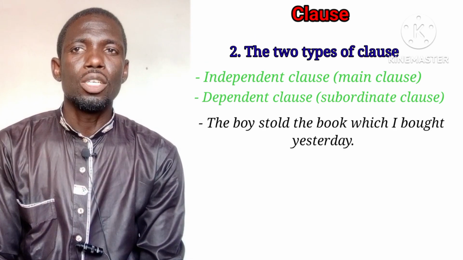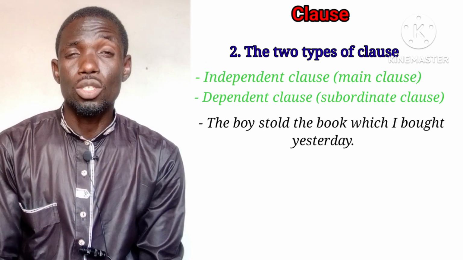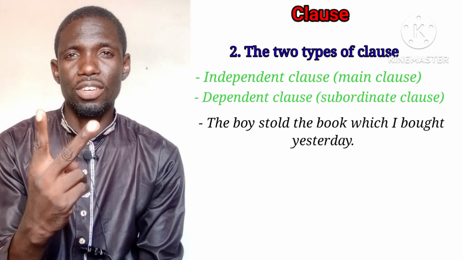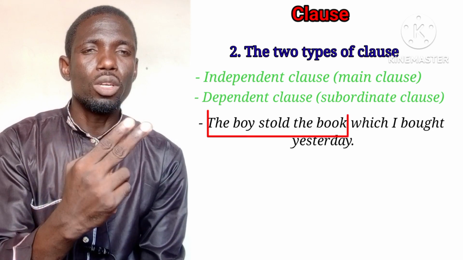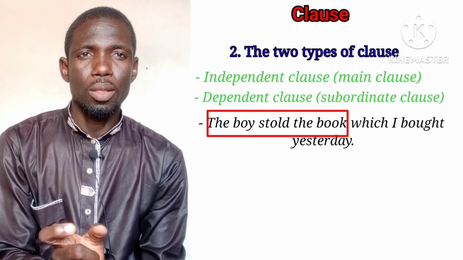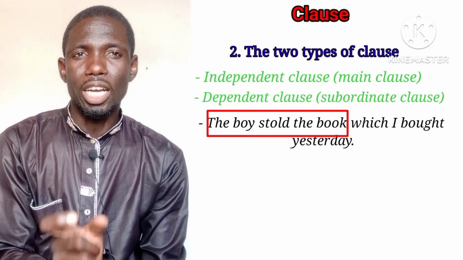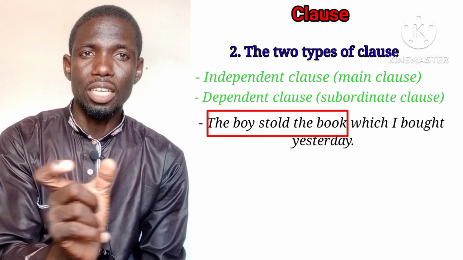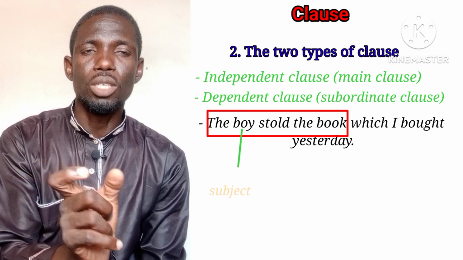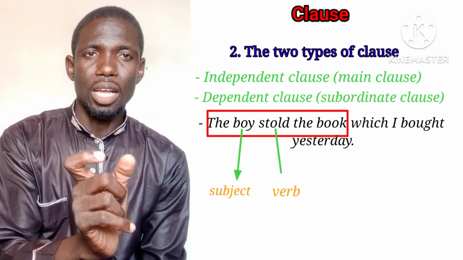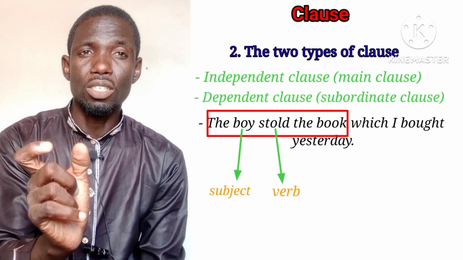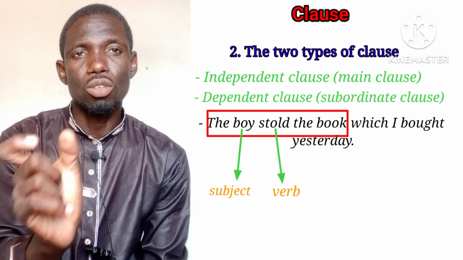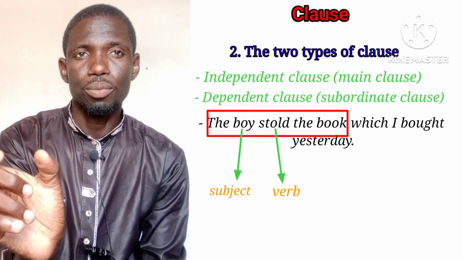The boy stole the book which I bought is a sentence that has two clauses, the independent clause and the dependent clause. So the boy stole the book is the independent clause. Why do we call it a clause? Because it contains the subject and verb combined in the expression. The boy is the subject, stole is the verb. As I said earlier, the subject is the person performing an action, and the verb is the action performed by the subject. So we have a clause here.